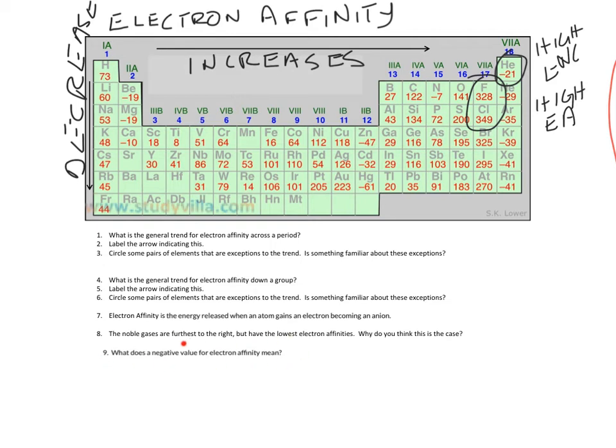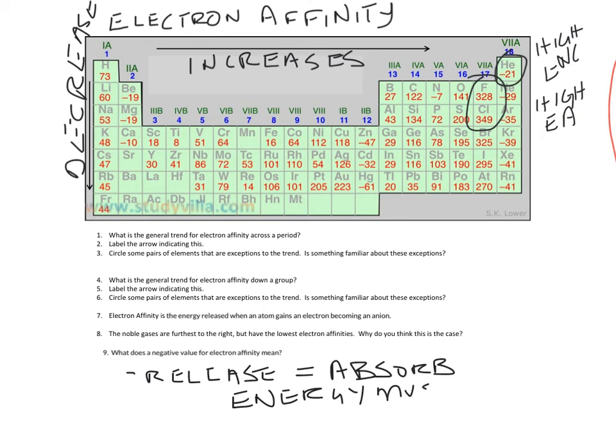Lastly, I added this one in. This wasn't on there, but I'll put it on the Google Docs. What does a negative electron affinity mean? Well, if this is the energy that is released when you give it an electron, a negative release would mean it actually has to absorb energy. So a negative release is saying that it must absorb energy. You have to pay these atoms energy to accept an electron. So energy must be given to the atom to gain an electron. So it has to absorb that energy.